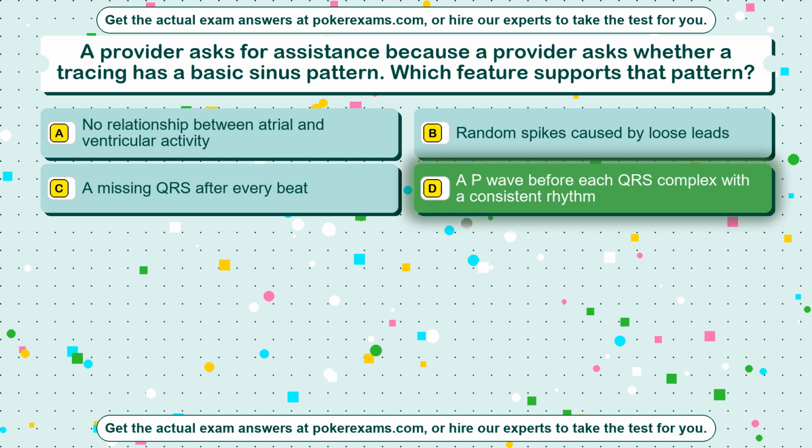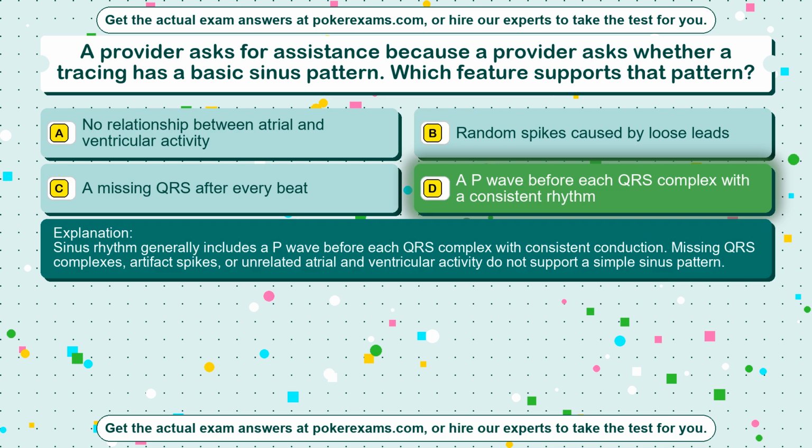The correct answer is option D. A P wave before each QRS complex with a consistent rhythm. Sinus rhythm generally includes a P wave before each QRS complex with consistent conduction. Missing QRS complexes, artifact spikes, or unrelated atrial and ventricular activity do not support a simple sinus pattern.